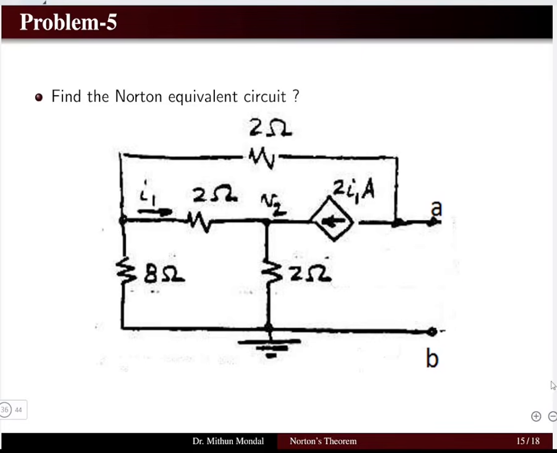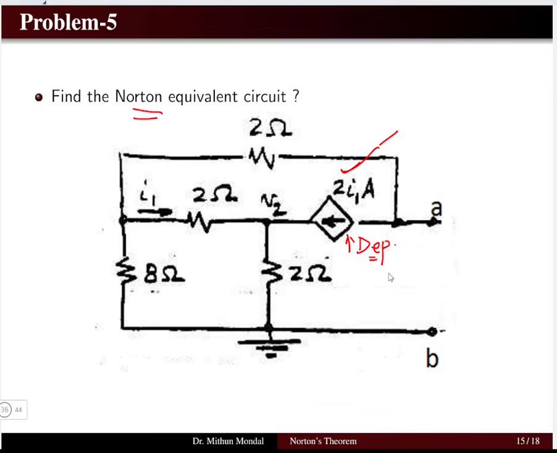Okay, this is the final problem. Find the Norton equivalent circuit. So what is the difference in this problem? You have a current source, that is 2i1, and this is the dependent source. So we have one dependent source now. Let us see how to do this type of problem, because we do not have an independent source in the circuit, we have a dependent source in the circuit.